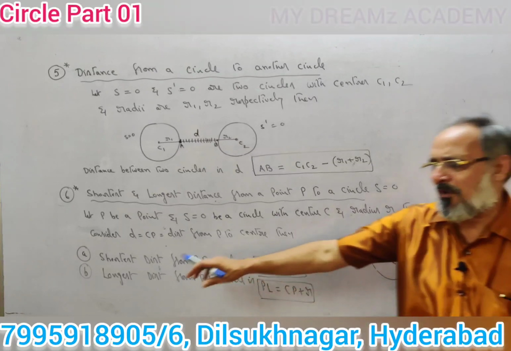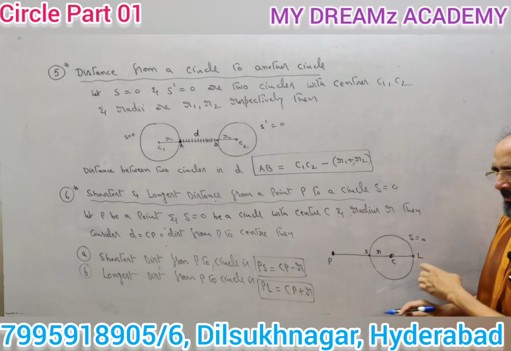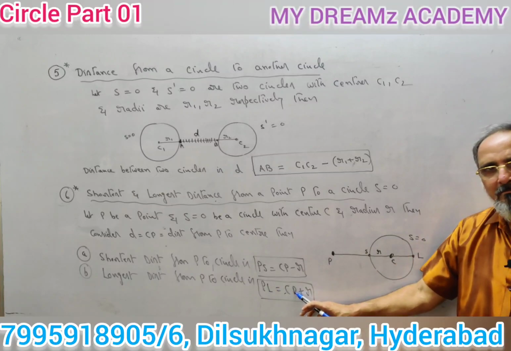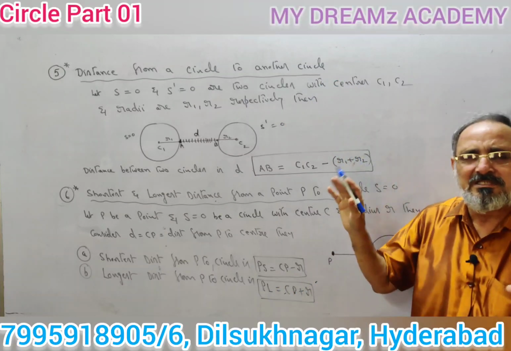The second part will be the longest you want, same. P to L we require, which is nothing but what? PL, the longest distance, is CP plus the radius. This is what the applications of the first 6 points are.